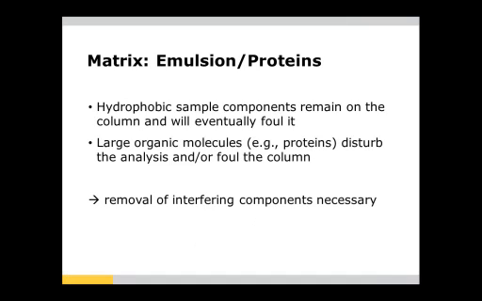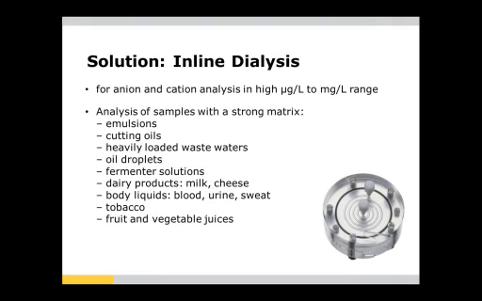The third type of sample matrix which is challenging for ion analysis is emulsions and proteins containing hydrophobic sample components which may remain on the column and can eventually foul the active sites available in the anion as well as the cation column. So removal of these interfering hydrophobic components is really necessary, and it is done based on dialysis techniques, which is suitable for the ppb to the ppm range of concentration, and it is mainly employed for different strong matrices like emulsions, cutting oils, oil droplets, fermenter solutions, dairy products, body fluids like blood, urine as well as sweat samples, tobacco samples as well as fruit and vegetable juices.